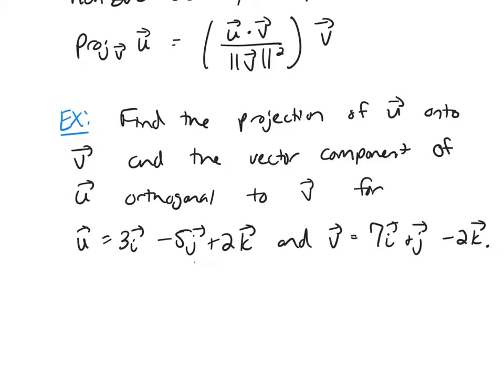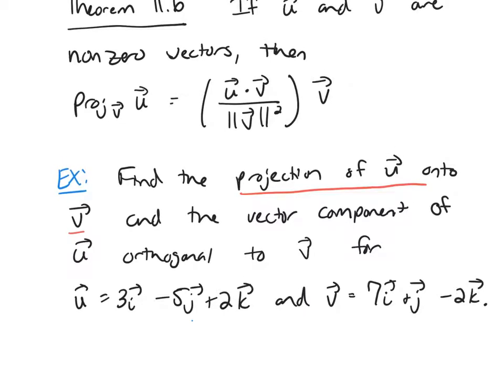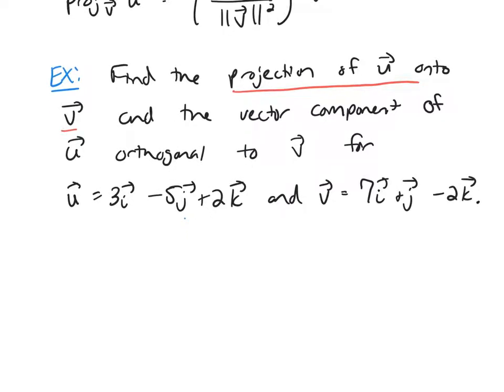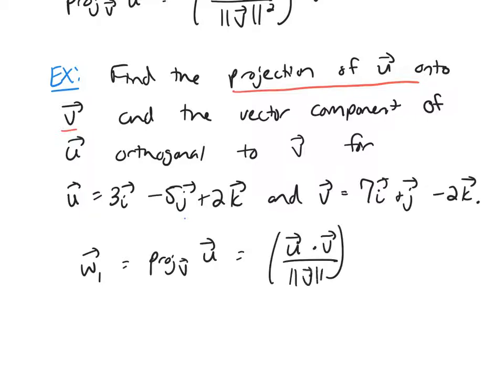So the first thing we were asked for is the projection of u onto v, and we're going to go back and use this nice formula to find it. So W1, the projection of u onto v, we're going to use this formula: u dot v over the magnitude of v squared times the vector v. We're going to need a few things, so let's start by computing this dot product.